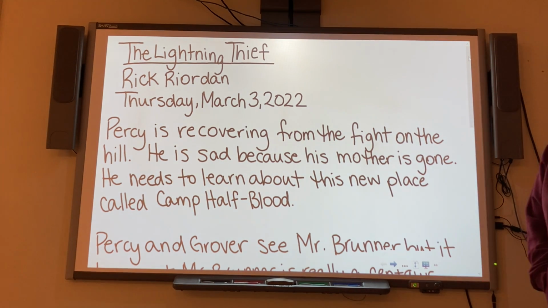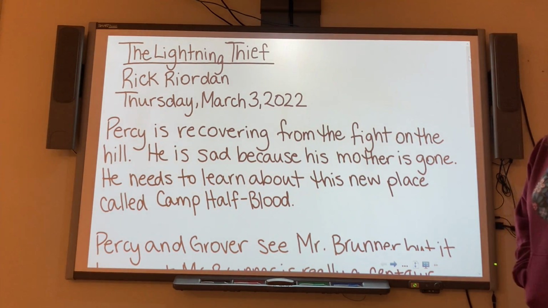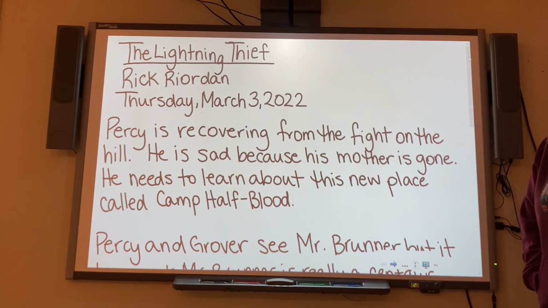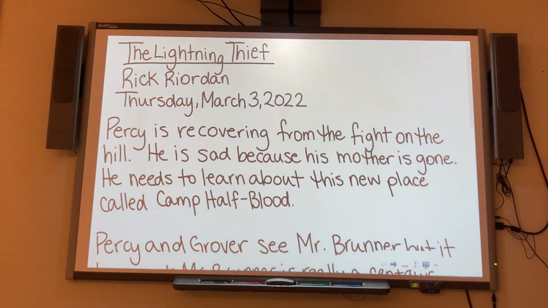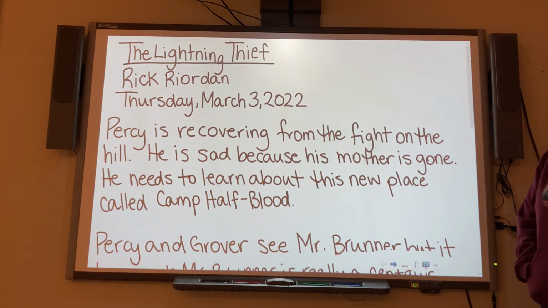So remember, the first part is 3 sentences about the main character. So we already met Percy. This is chapter 5 that we're on now. So you don't want to just keep giving the same information that you already gave. You want to give new information. So in chapter 5, what's happening with Percy? Percy is recovering from the fight on the hill. He is sad because his mother is gone. He needs to learn about this new place called Camp Half-Blood.